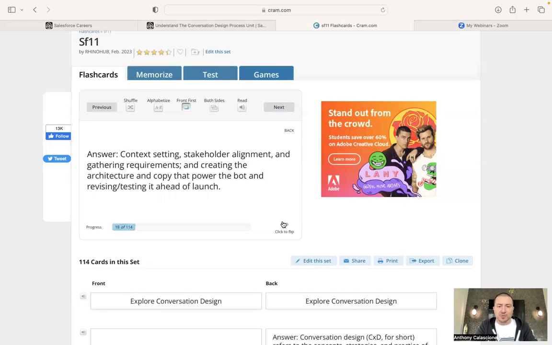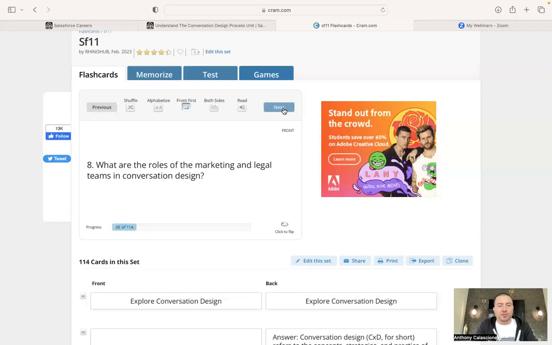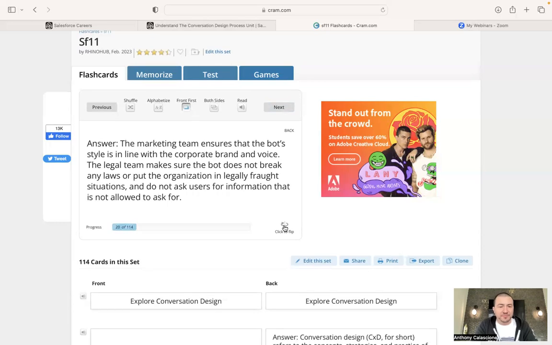What are the two families of tasks that conversation designers focus on? Context setting, stakeholder alignment, and gathering requirements, and creating the architecture and copy that power the bot and revising, testing it ahead of launch. What are the roles of the marketing and legal teams in conversation design? The marketing team ensures that the bot's style is in line with the corporate brand and voice.